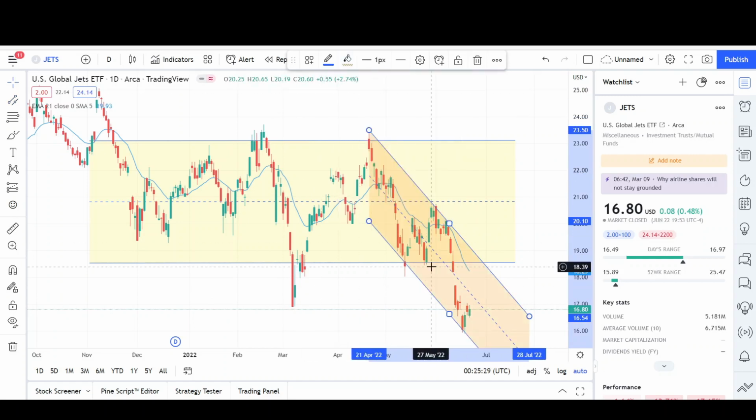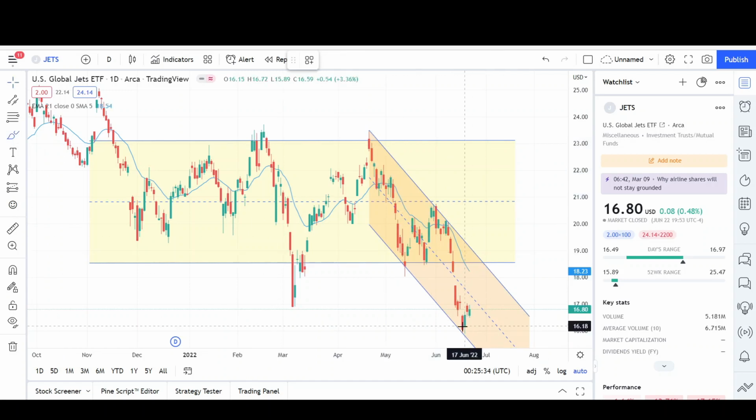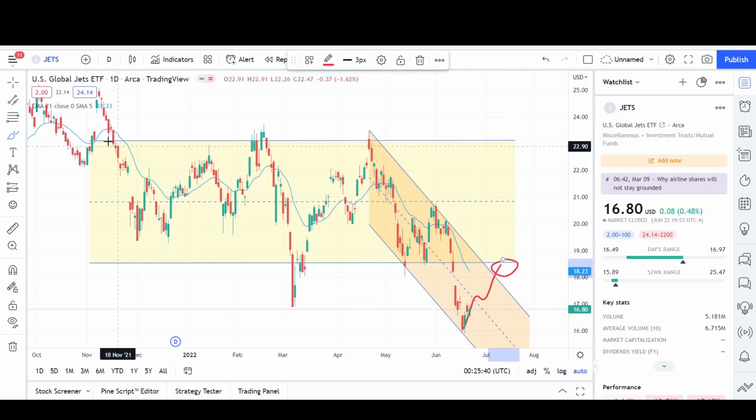So since we're at the lower side of the channel, we could get a pullback, maybe something like this, probably back all the way up to this breakout level, which is right around that 1868 point. So that's where we could pull back to.